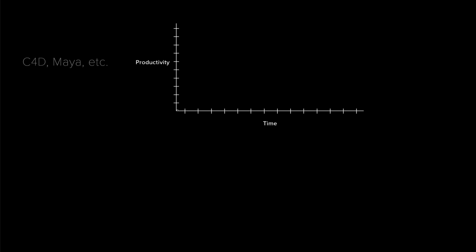So if we have the start of our project down here, our productivity curve looks pretty similar to this, right? If we've spent, say, 2 days on a project, we would expect to see about 2 days worth of progress. If we spent 5 days on a project, we would expect to see about 5 days worth of progress, right? So that's a fairly linear curve.